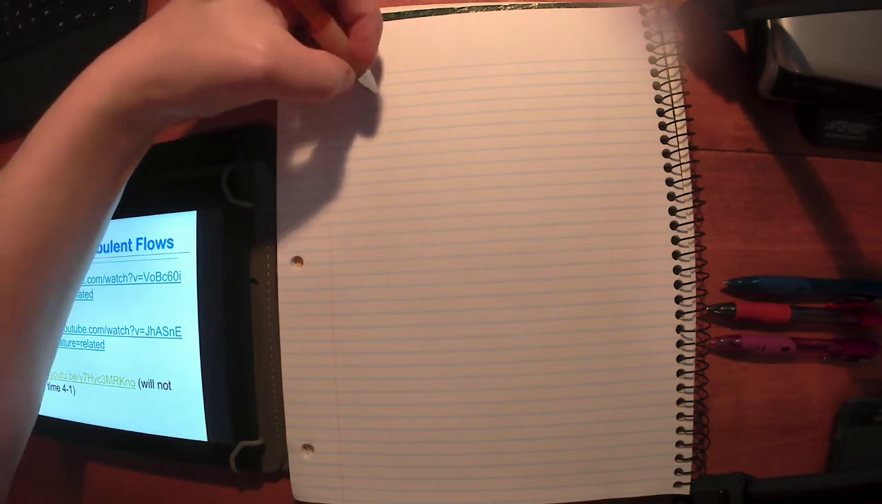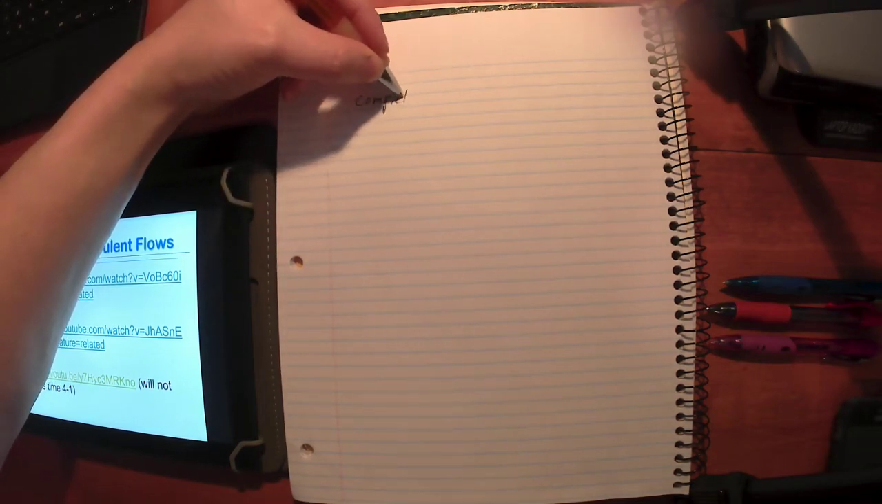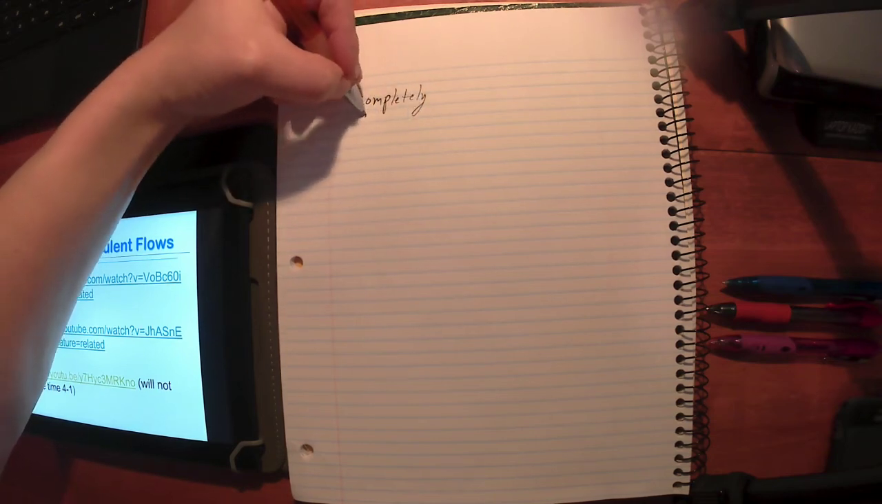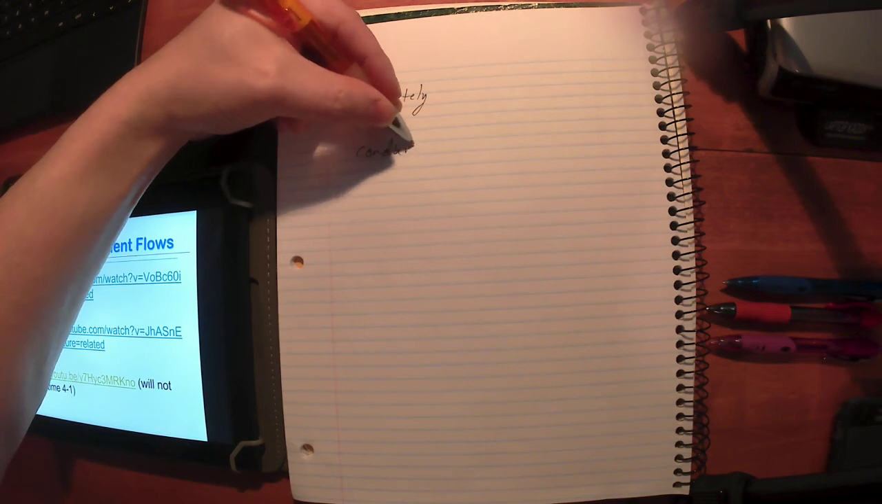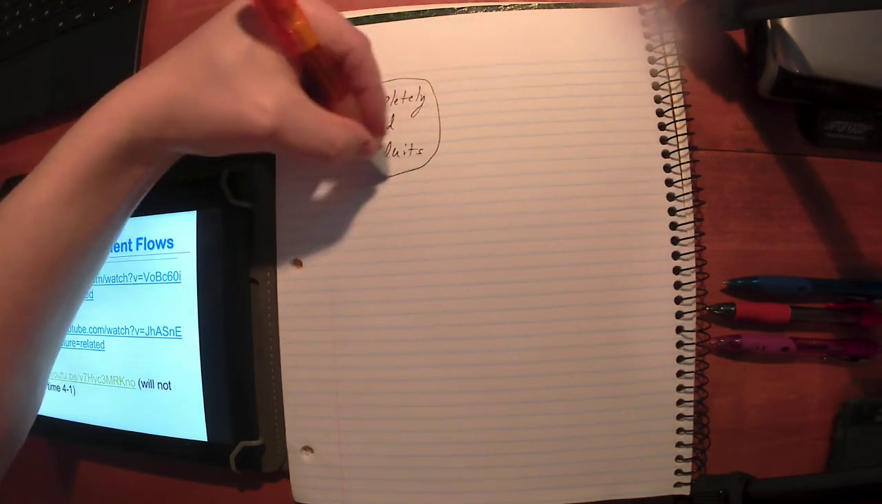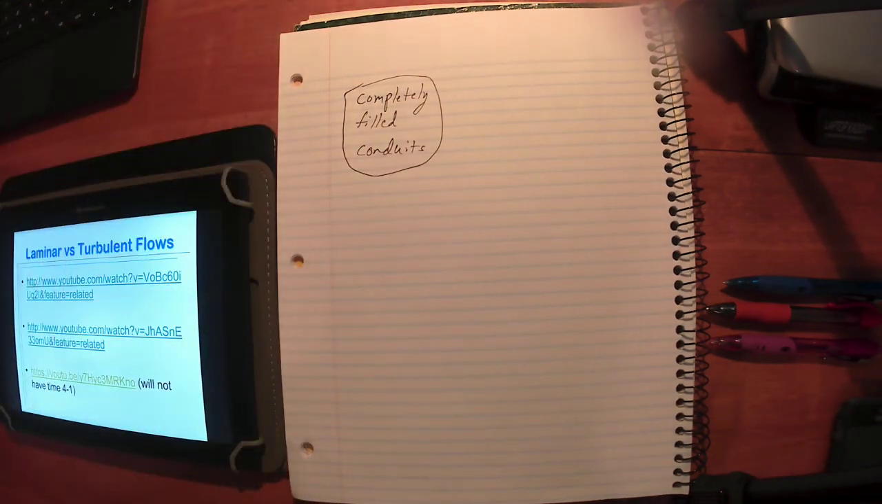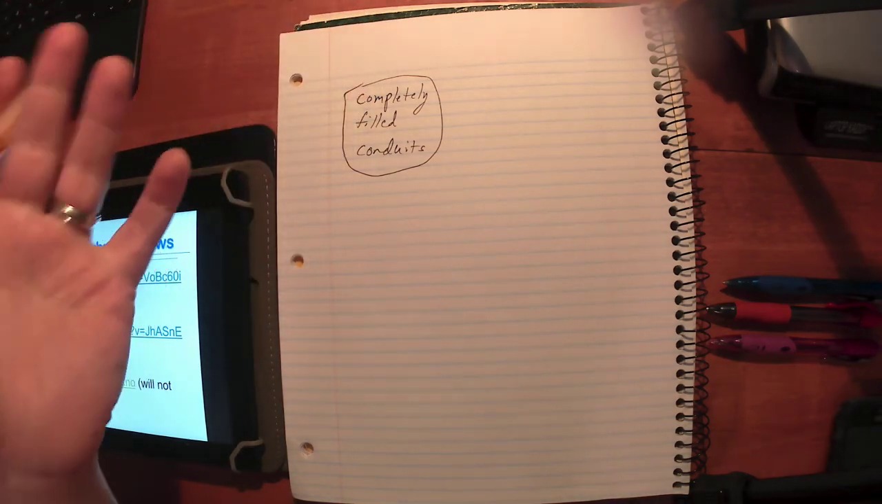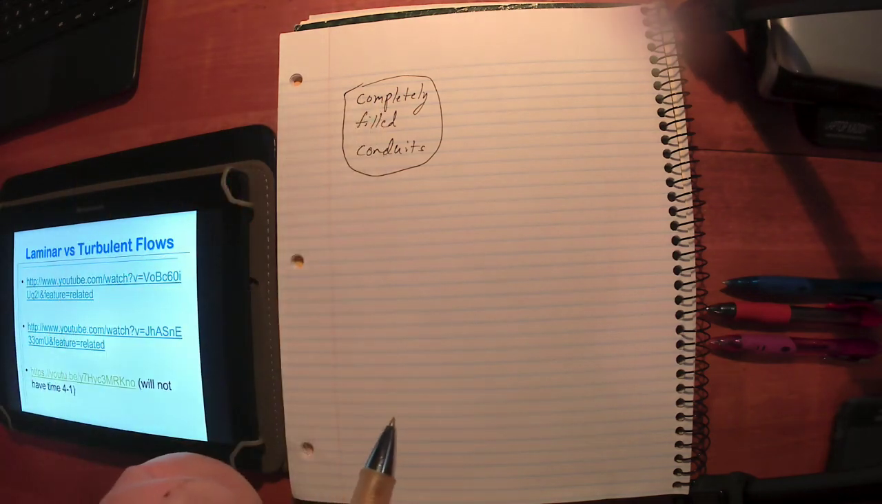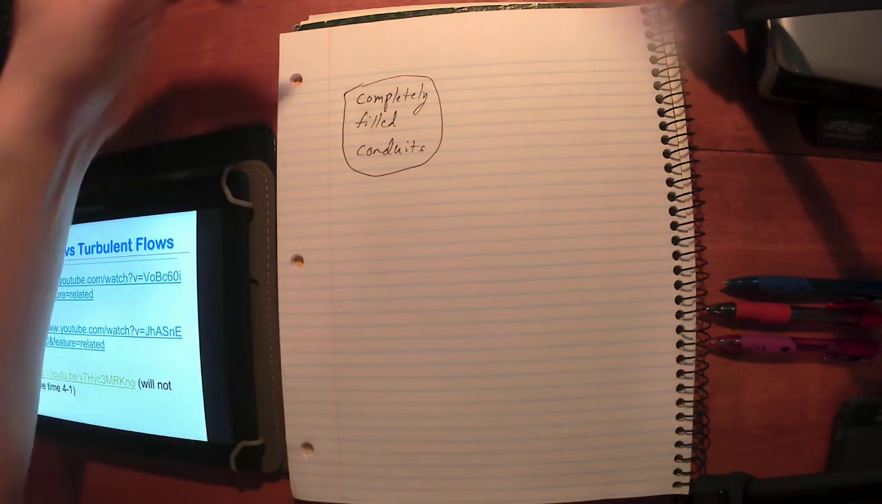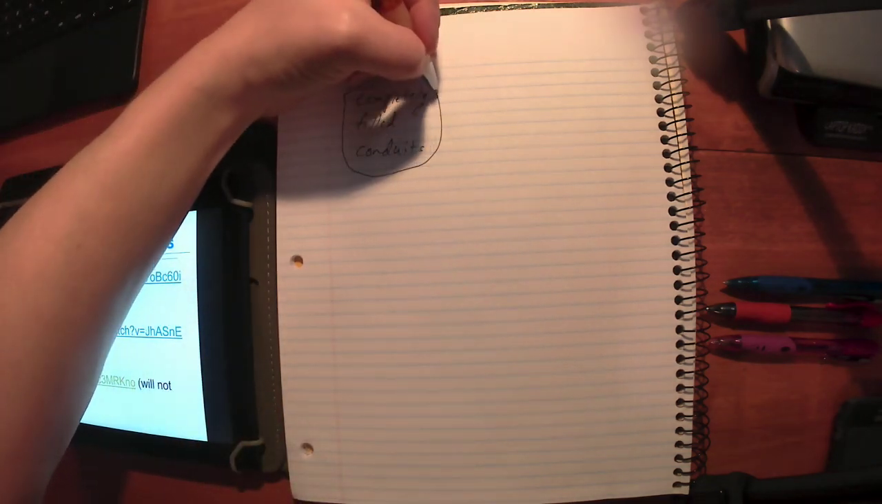But here's the thing. If we're talking about these completely filled conduits, and again, what are we trying to do? Well, we're trying to estimate the loss, the energy loss associated with fluid flow, specifically through completely filled conduits. Is it a pipe or a duct? It doesn't matter for our purposes. We're going to approach it the same way.